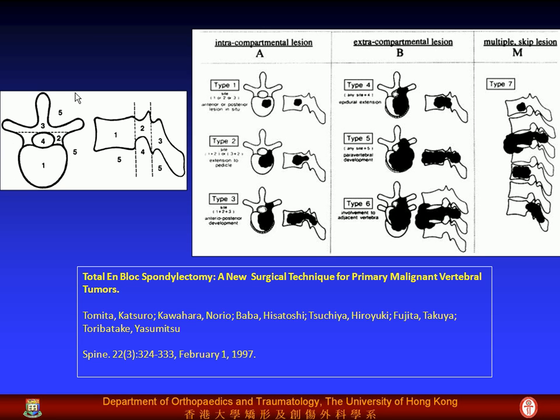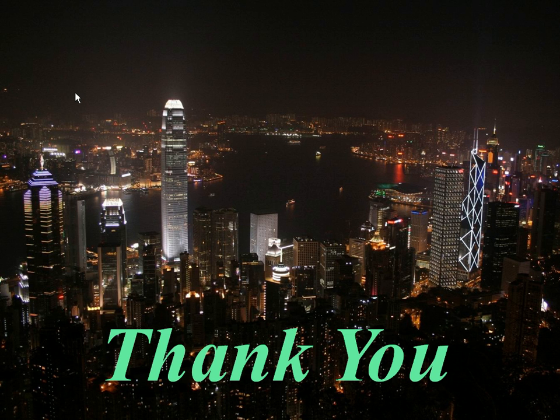If you read Tomita's article published in 1997, that's a good description of under what situations you can afford to do total en-bloc vertebrectomies. I think the largest number of segments that we have excised is 5, and the patients could be kept neurologically intact with 5 levels of en-bloc excision. So with that principle, thank you for your attention. I'd like you to discuss this further. Thank you.